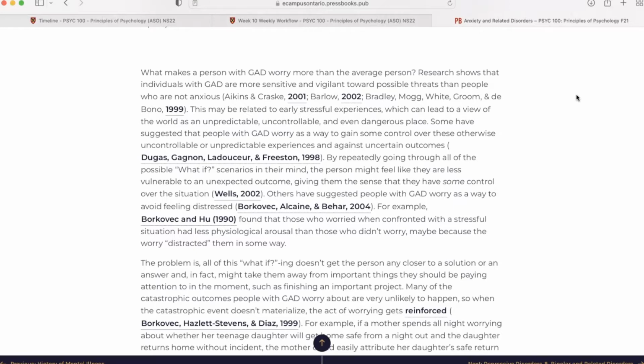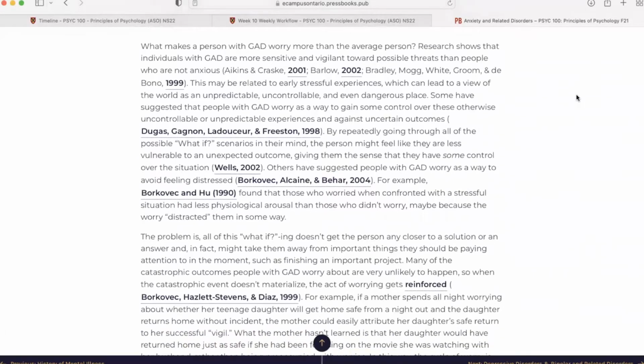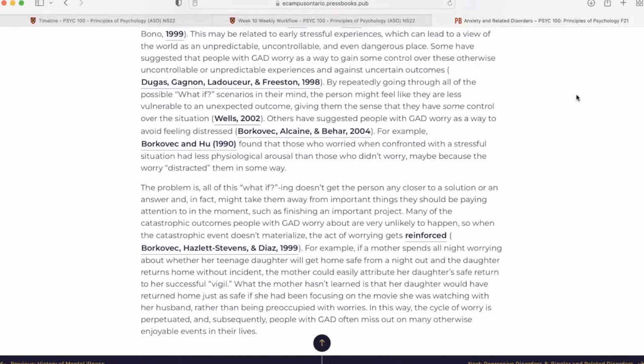Some have suggested that people with GAD worry as a way to gain some control over these otherwise uncontrollable or unpredictable experiences and against uncertain outcomes. By repeatedly going through all of the possible what if scenarios in their mind, the person might feel like they are less vulnerable to an unexpected outcome, giving them the sense that they have some control over the situation.